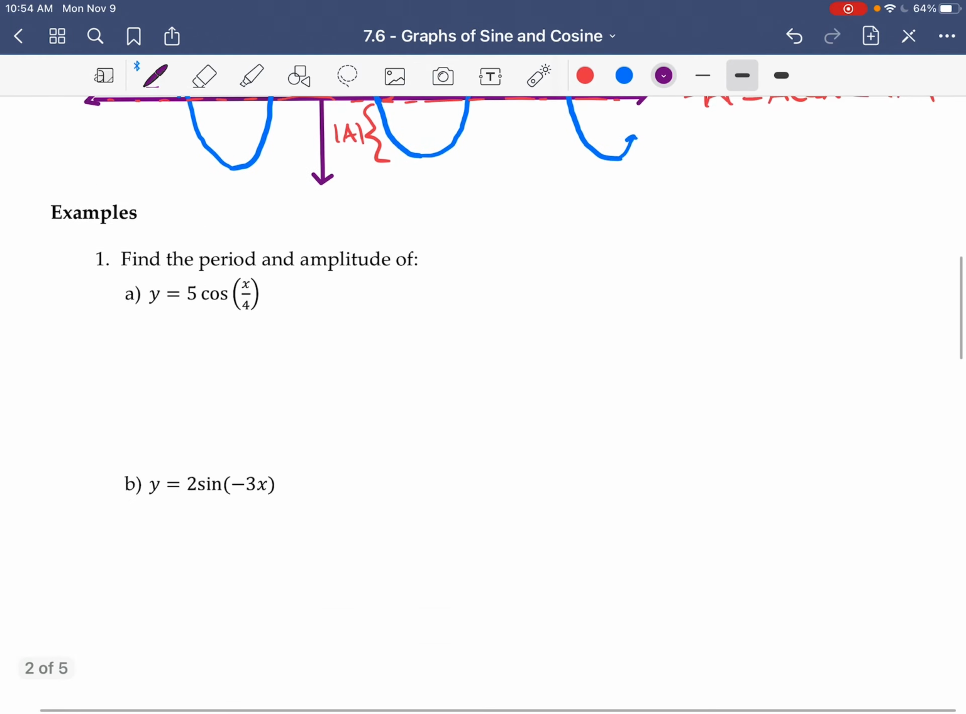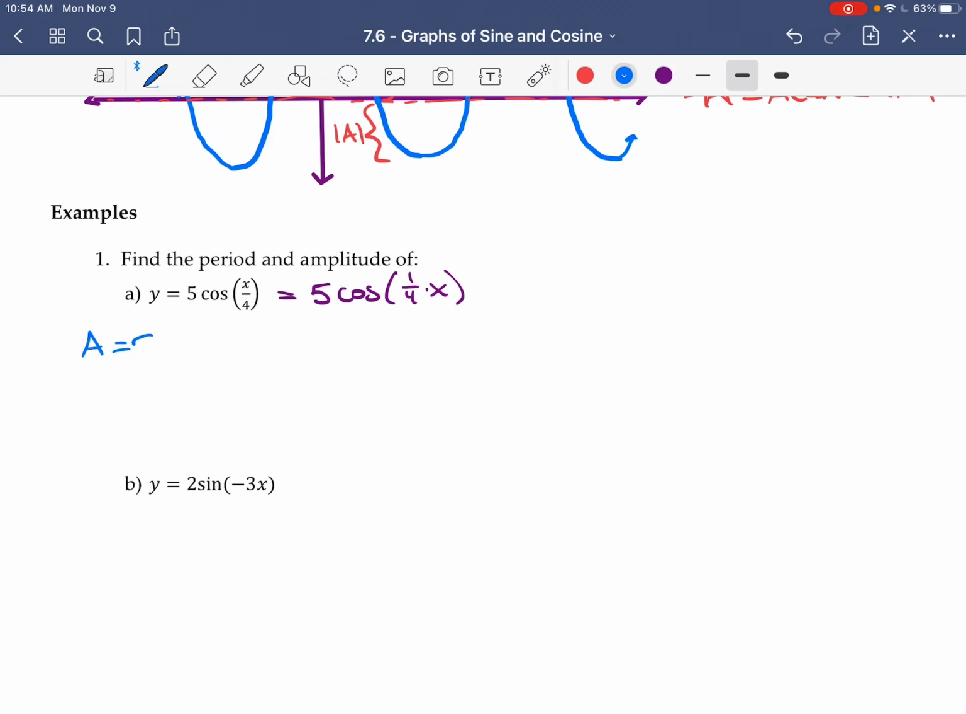So let's just do an example. Find the period and the amplitude of this. I'm just going to rewrite this: 5 cosine of 1/4 times x. So that means that A is 5 and B is 1/4. The amplitude is the easier one. The amplitude is the absolute value of A, so that's just 5 here because it's positive. But the period is 2 pi over the B value.